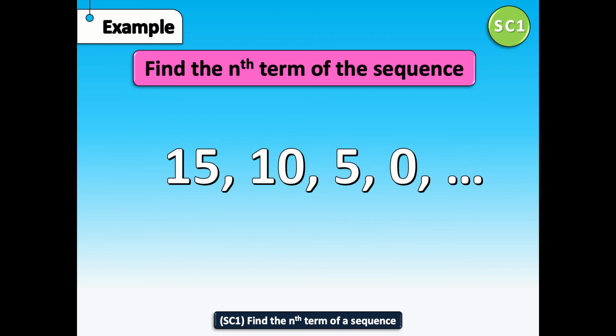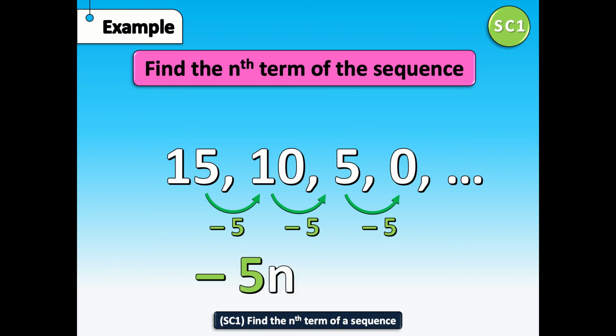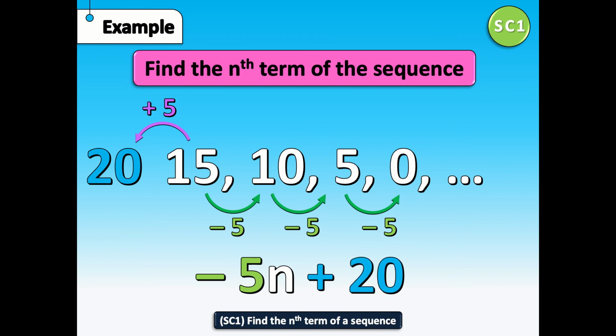Here's another example. This time the sequence is going down in 5's, so we're taking 5 off each time. So the nth term starts with minus 5n. Then we think about what number would go before the first term in the sequence, and it'd be 20. Now because it's positive 20, we need to put minus 5n plus 20. Now this is sometimes written as 20 minus 5n.